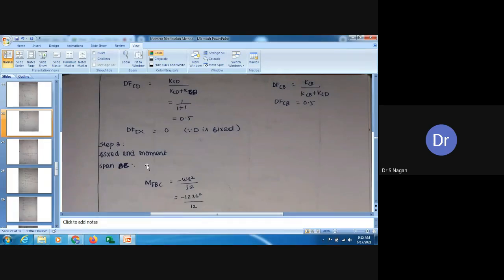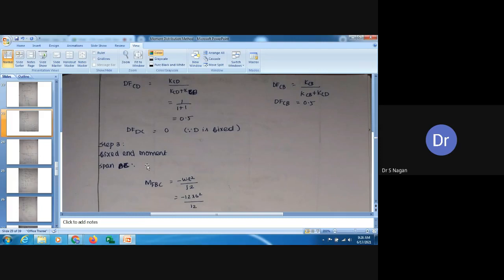Sometimes we may involve more than two members in structures. Practically, if you take multi-storied frames, you'll be involving more than two members at a joint. So the same rule applies: stiffness of the member considered divided by the sum of stiffnesses of the members meeting at a joint. There may be two, three, or four members meeting at a joint. We need to tell them how to calculate the distribution factor.